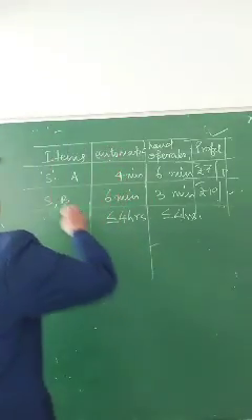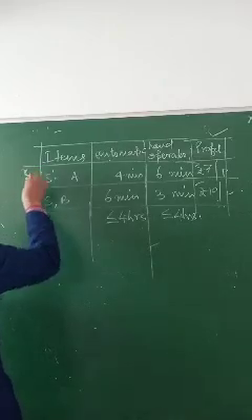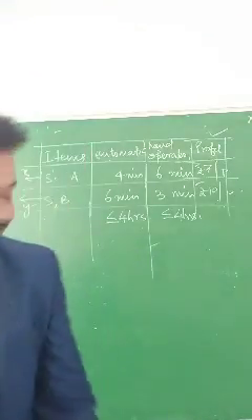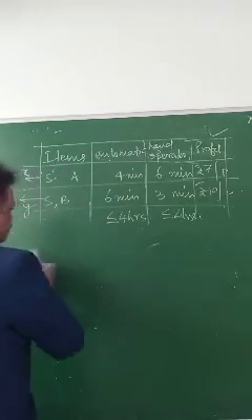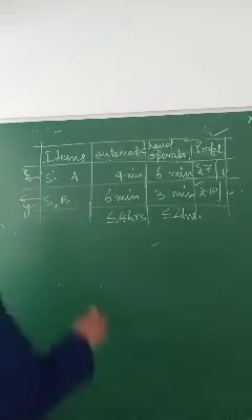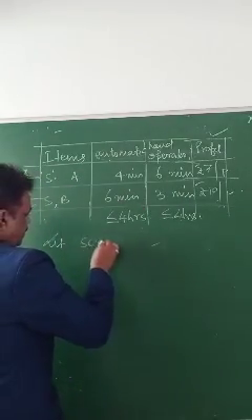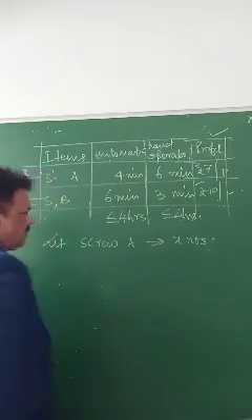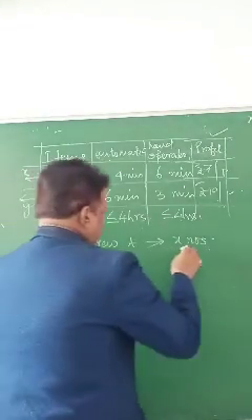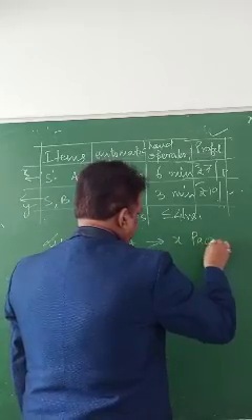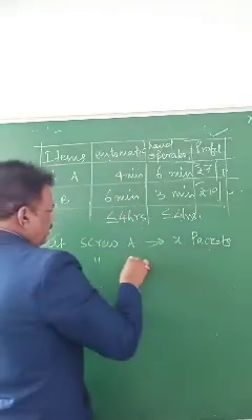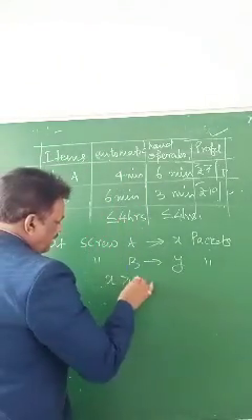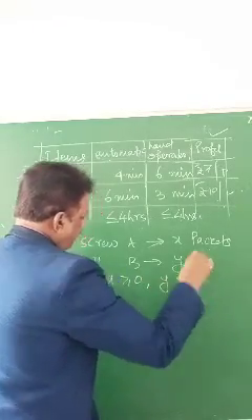So, how many packets of each? Suppose this is X packets, this is your Y packets. You have to frame the equations. Okay, look at it. Select screw A as X packets, screw B as Y packets. Then your X will be greater than 0, Y will be greater than 0.